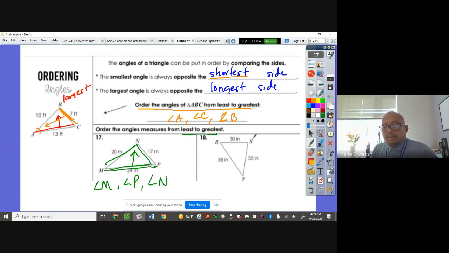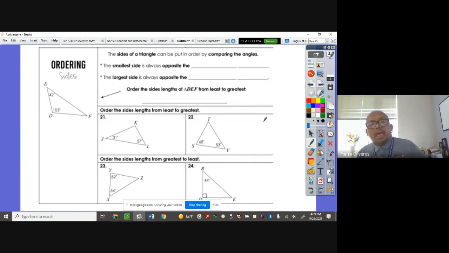Easy, right? The shortest side here is 30, so you know it's angle T. The next one is 35, so it's angle R. And the 30 is the longest there, so it's going to be angle S. Ordering the sides of a triangle can be done by ordering the angles. So the smallest side will always be opposite to the smallest angle.